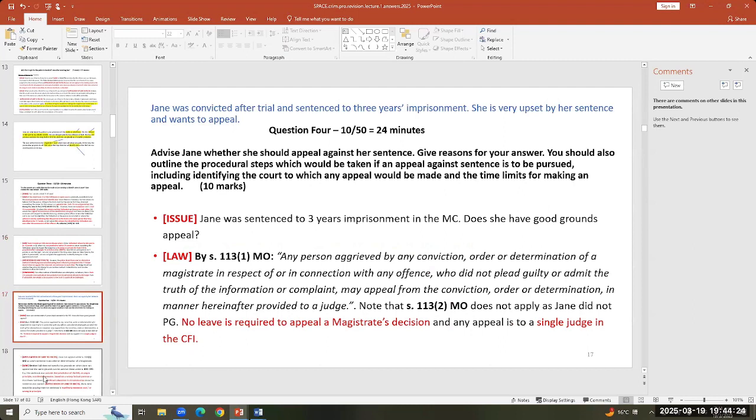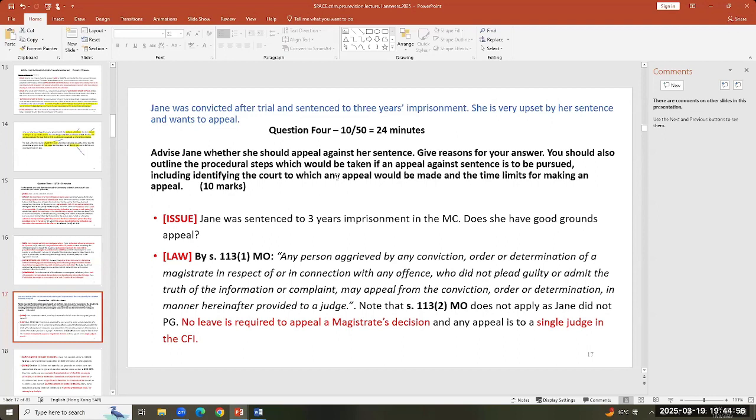So the last question is, she's convicted after trial, sentenced to 3 years imprisonment. She's very upset by her sentence and wants to appeal. Advise Jane whether she should appeal against her sentence. Give reasons for your answer. Outline the procedural steps which should be taken if an appeal is to be pursued, identifying the court to which any appeal would be made, and the time limits for making an appeal. Now, this is quite a long question.